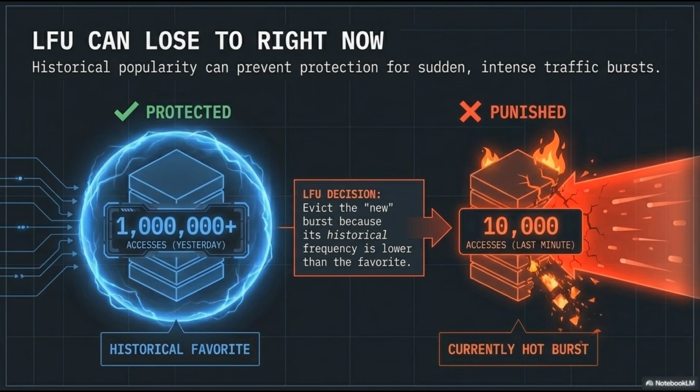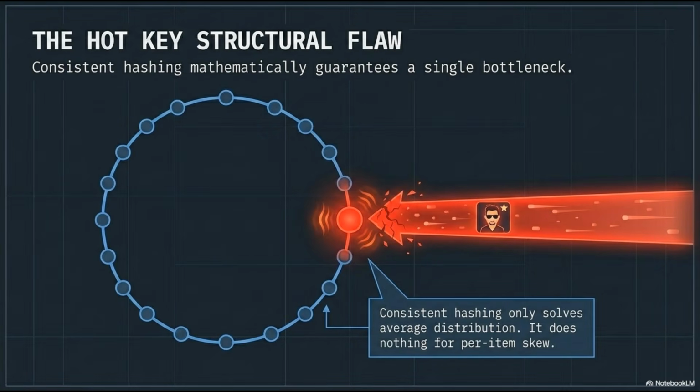A hot key. Consistent hashing mathematically guarantees that the celebrity's profile key is routed to one specific node on the ring. Yep. It doesn't matter if you have 1,000 massive servers in the fleet. That one key maps to one virtual node, which maps to one physical machine. And the CPU on that single machine becomes your system's total ceiling for throughput.